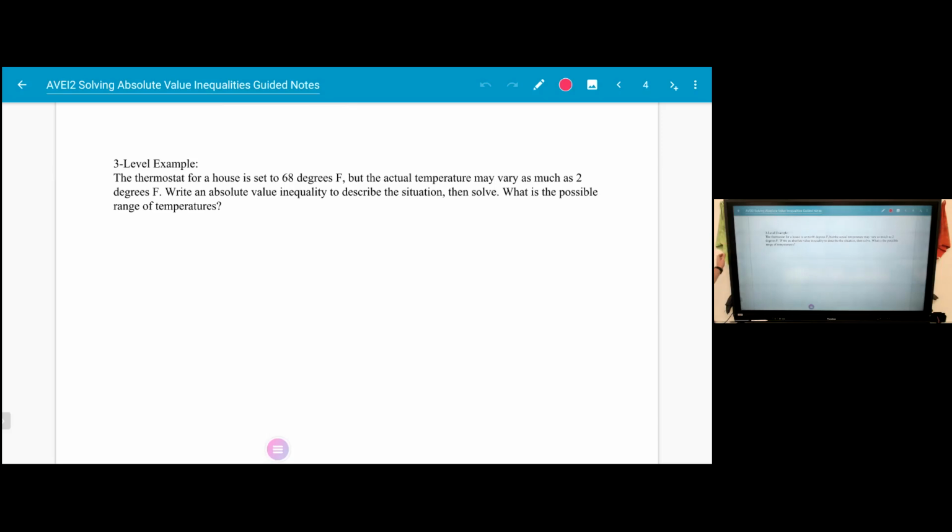We've got the thermostat for a house is set to 68 degrees Fahrenheit, but the actual temperature may vary as much as 2 degrees. We've got what it's set for and what it varies by. Write an absolute value inequality to describe the situation, then solve. If we were doing an absolute value equation, we would say the absolute value of x minus the actual, which is 68, equals the variance of 2. Because we'd say x minus 68 equals -2, x minus 68 equals +2, and we get our values.